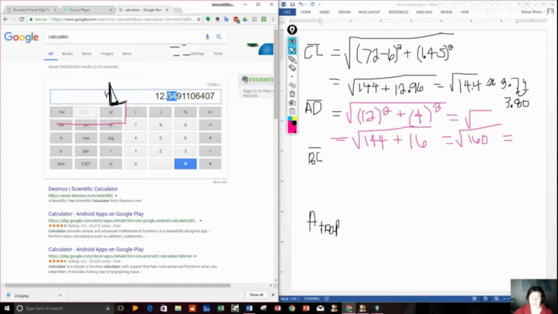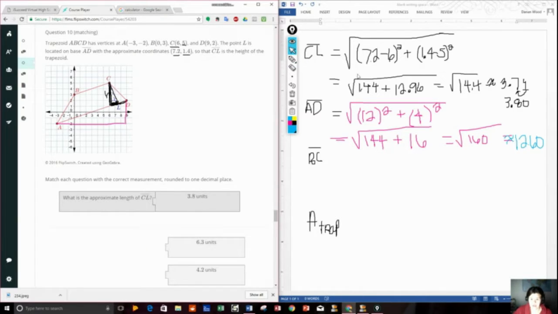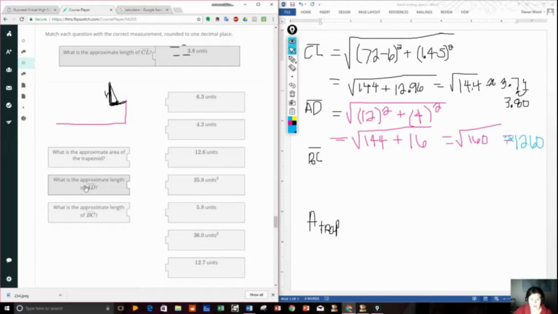So I think to myself, is 64 closer to 60 or 70? And 64 is closer to 60, so it's going to be 12.60, and we really don't write the 0, so it's 12.6. Okay, so then we're going to come over here and we're going to click on AD's approximate length is 12.6 units.